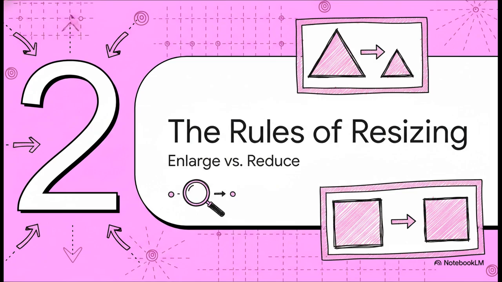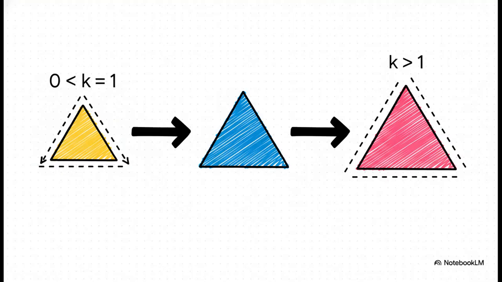So, how do we actually control whether a shape gets bigger or smaller? Well, it all boils down to a really simple set of rules. The key to everything is that scale factor, which we usually just call k. And here's the deal. If k is any number bigger than 1, your shape is going to grow. That's an enlargement. But if k is a fraction, something between 0 and 1, your shape is going to shrink. That's a reduction. It's just one number, but it controls the whole show.